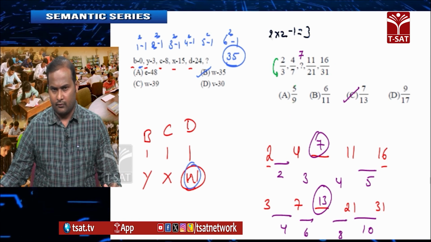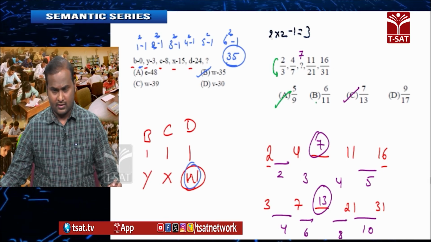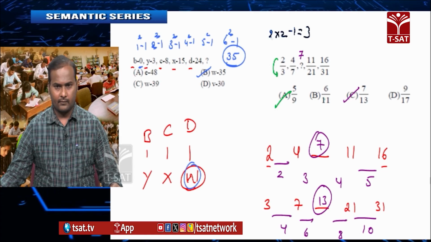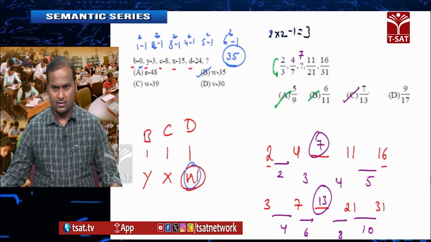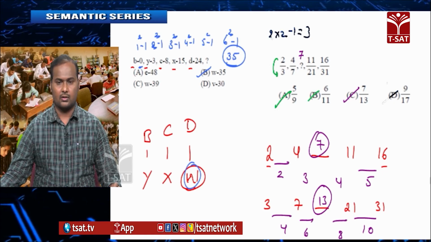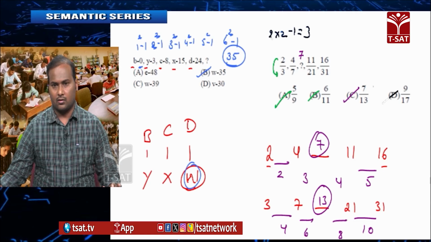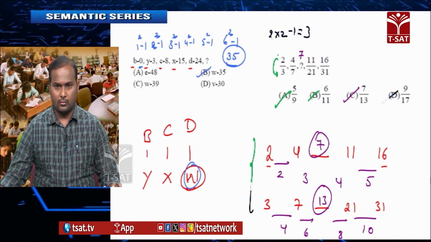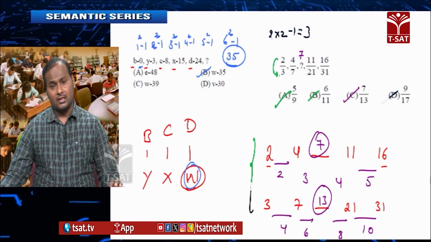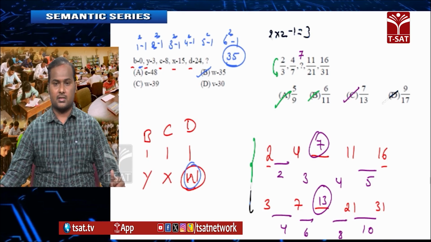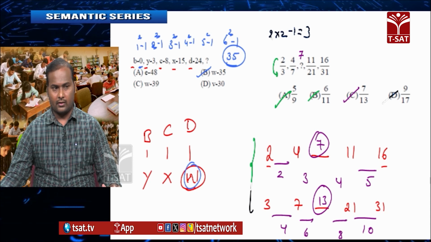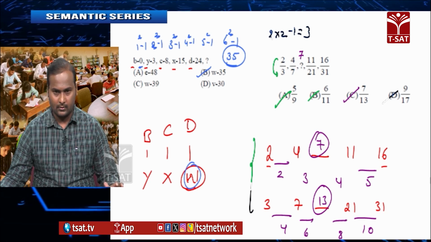Here also, 5 into 2 is 10, minus 1, 9. You see B, 6 and 11: 6 into 2 is 12, 12 minus 1, again 11. This is also possible. But see, that is the reason we are getting all the answers. So obviously you have to follow this pattern, not from numerator to denominator. In the exam, there is a possibility of asking from numerator to denominator also, so you need to find out both the things as well.